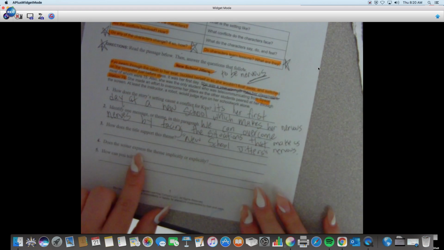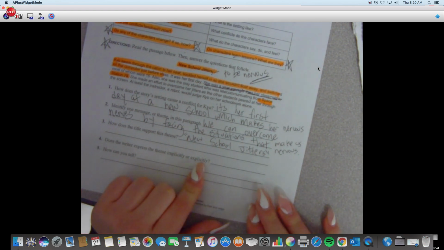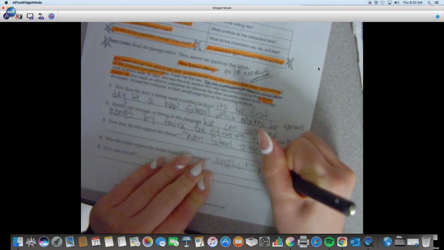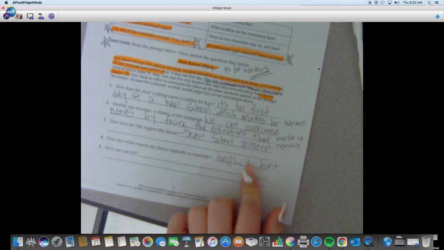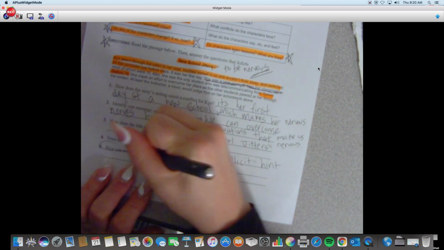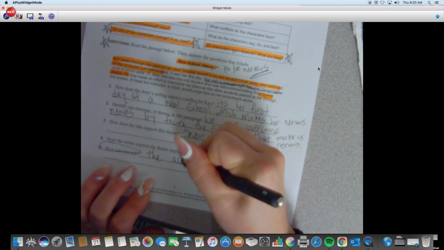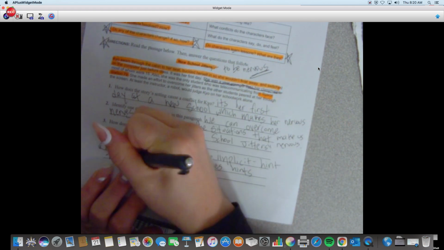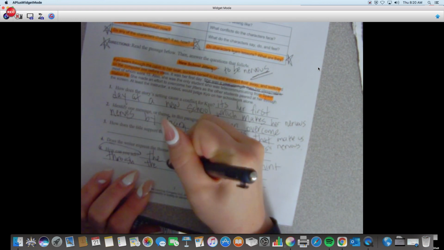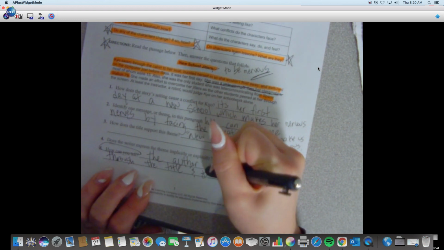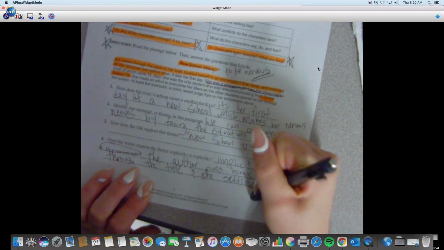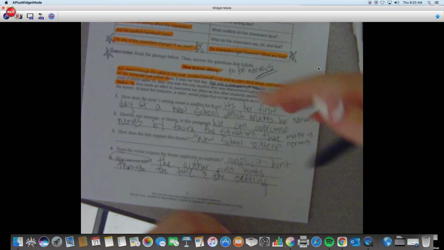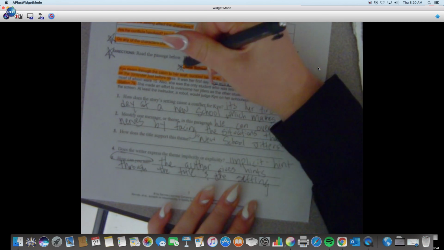Okay, so does the writer express the theme implicitly or explicitly? I would say it's implicit, meaning that it is hinted at. The author hints at a theme. Okay, and then it says, how can you tell? The author gives hints through the title and the setting. Okay, so the author doesn't tell us the theme, but they hint at the theme through the title and the setting. Okay, so we just broke down a text and found a theme.